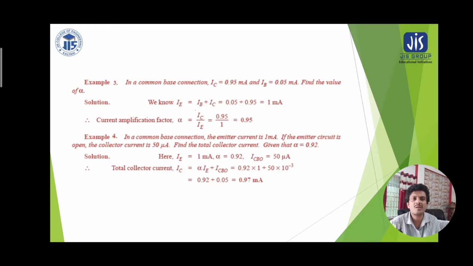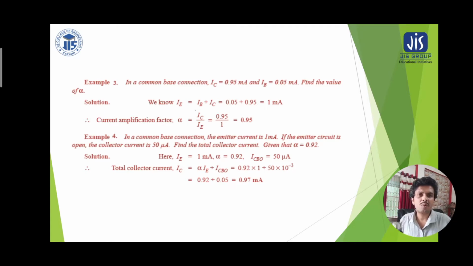So as we know, alpha is equal to beta by 1 plus beta. Therefore, emitter current we need to calculate first because the base current and collector current are given. Therefore, emitter current is 1 milliampere. Now, as alpha is equal to IC by IE, that gives 0.95. Therefore, the current amplification factor can be easily found out.